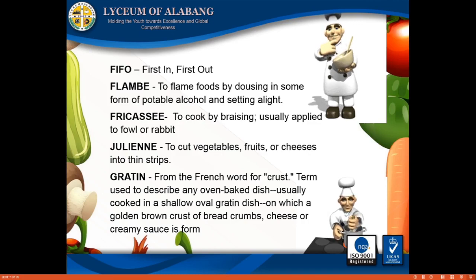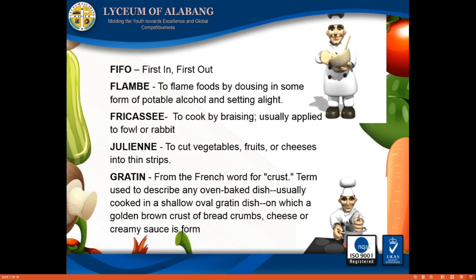Next is fricassee. Fricassee is to cook by braising, usually applied to fowl or rabbit. So, fricassee po is a hybrid cooking method that combines both wet and dry heat. It falls halfway between a saute, in which no liquid is added, and a stew, which contains added liquid.